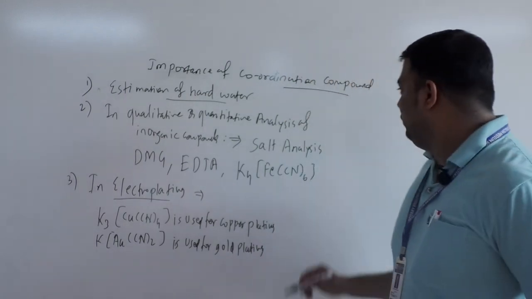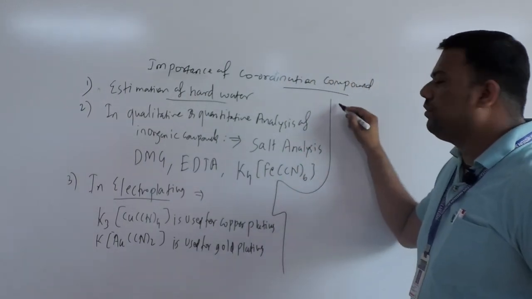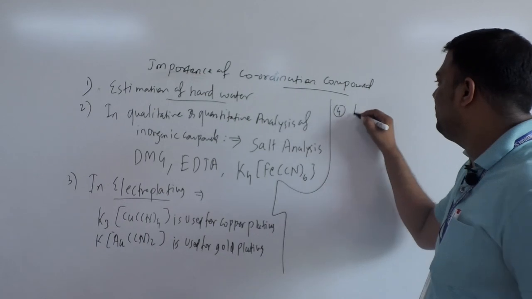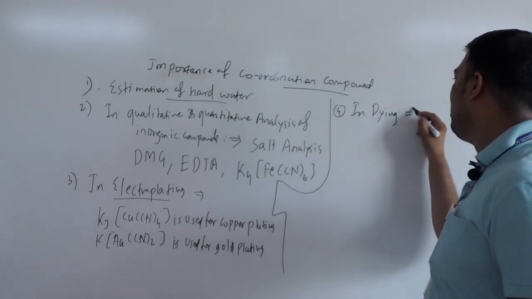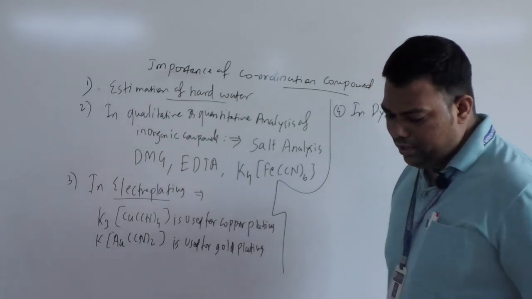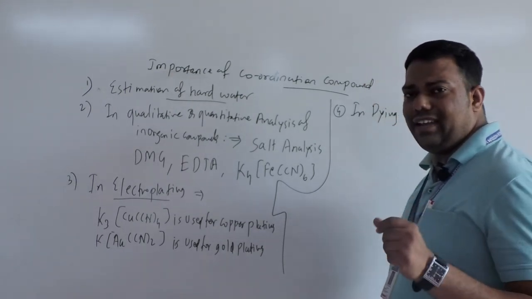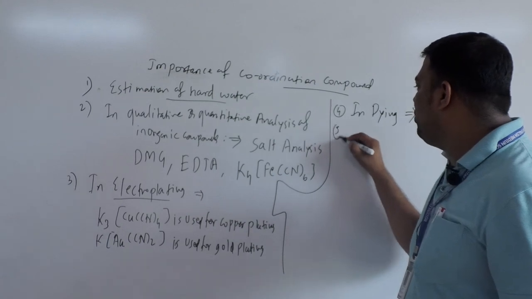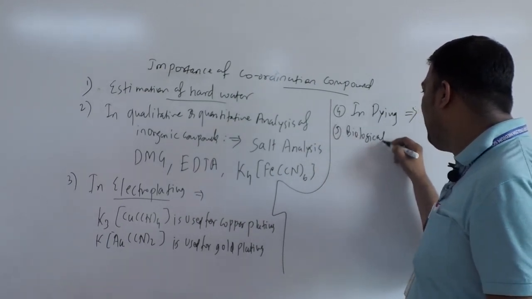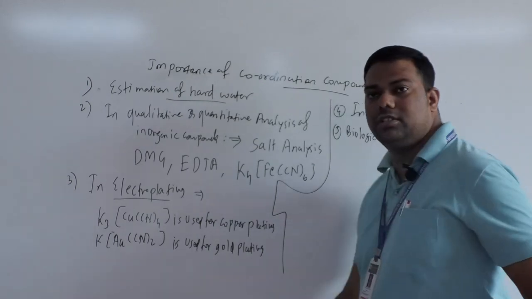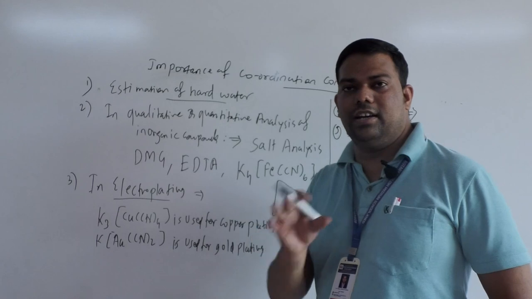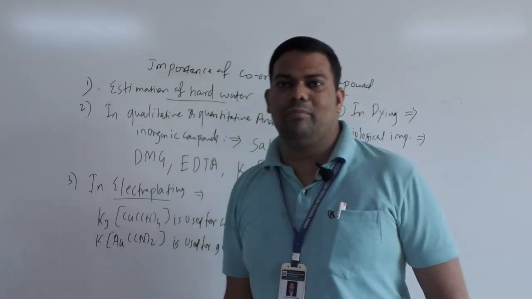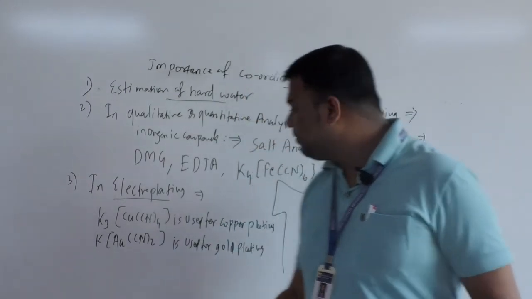Fourth, in dyeing we also use coordination compounds to fix the color, so that the dye sticks to the fiber in a stable form. Fifth, biological importance: chlorophyll has a magnesium complex, vitamin B12 has a cobalt complex, and hemoglobin has an iron complex.